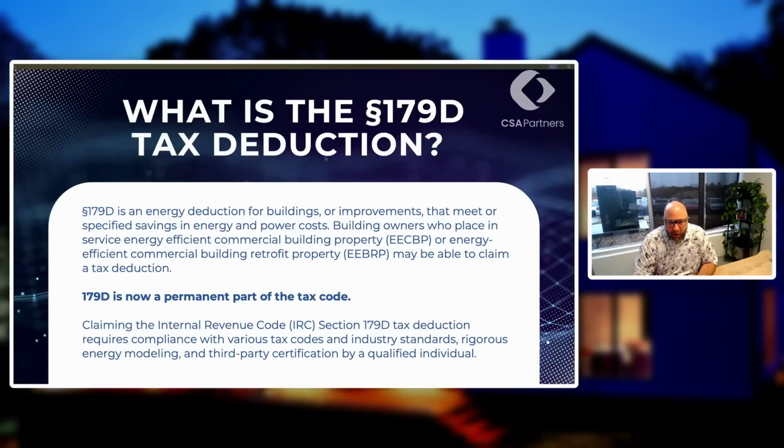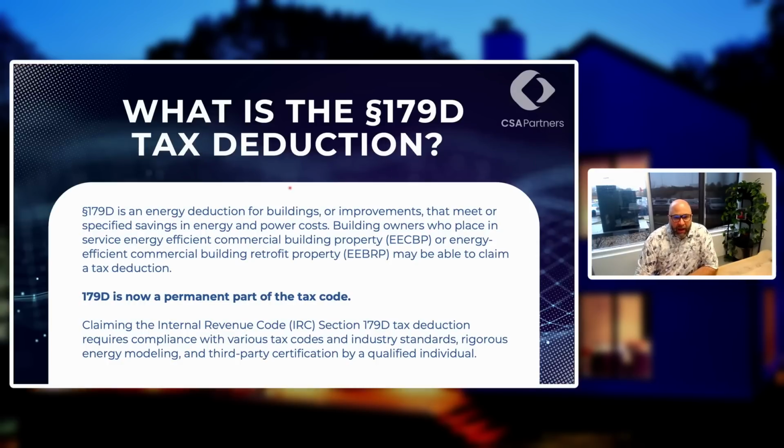So again, we're not going to get too far into it, but if you are building or renovating new commercial space, typically over about 35,000 square feet, then the 179D may be worth looking into.